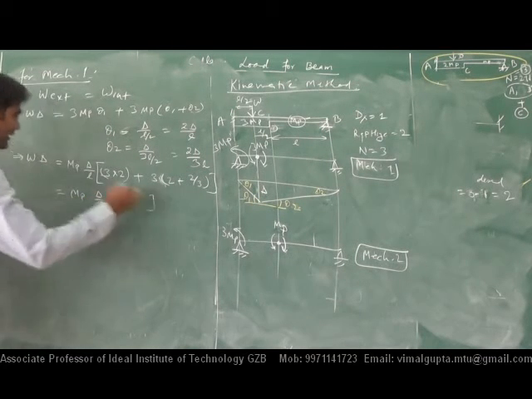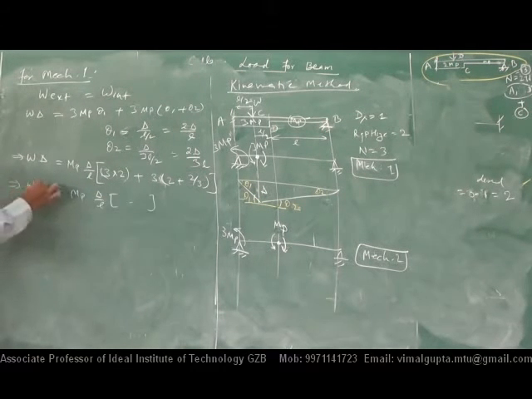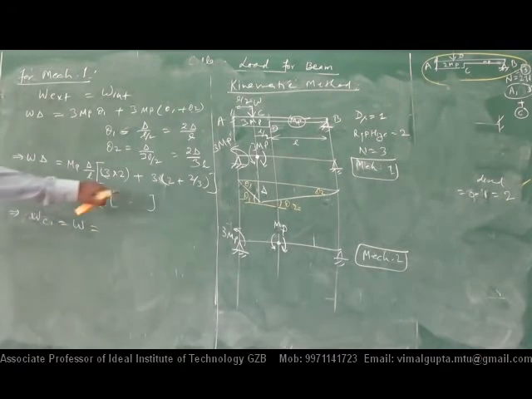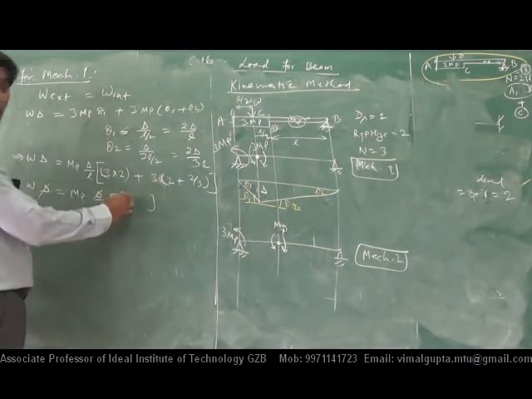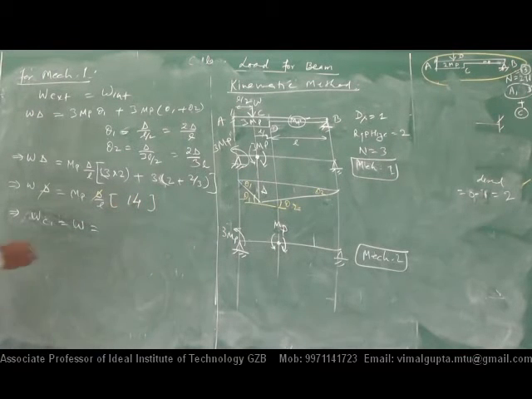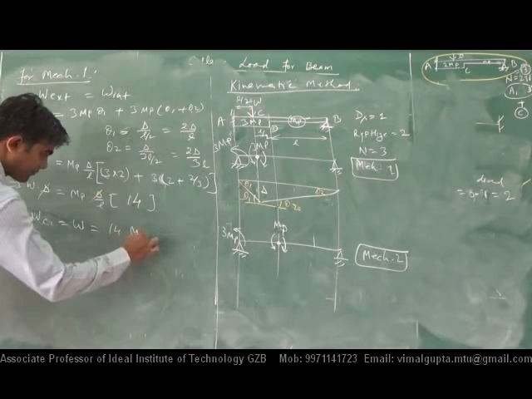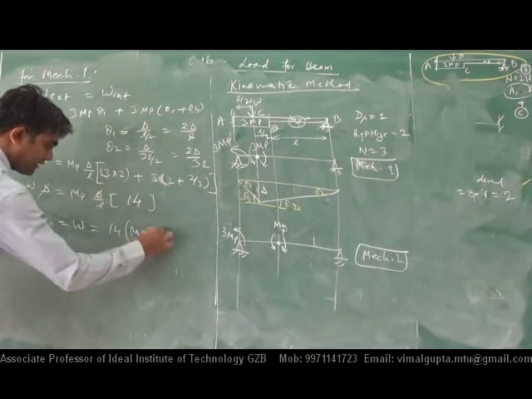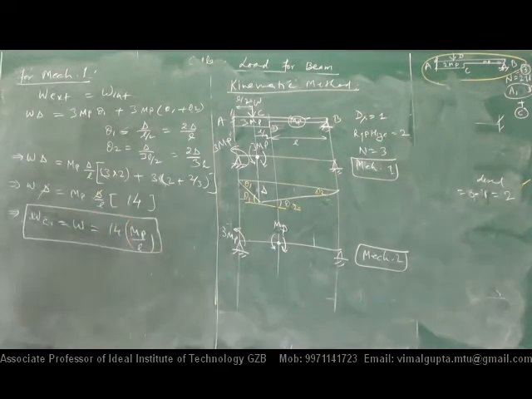What is the factor here? W into delta, delta will be cancelled out. And W, WC1 for mechanism 1, equals to W can be calculated. What is that value? 14. So it is 14 MP by L. This is the value of WC1 for mechanism number 1.